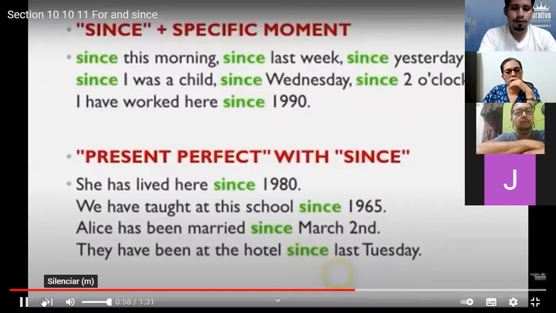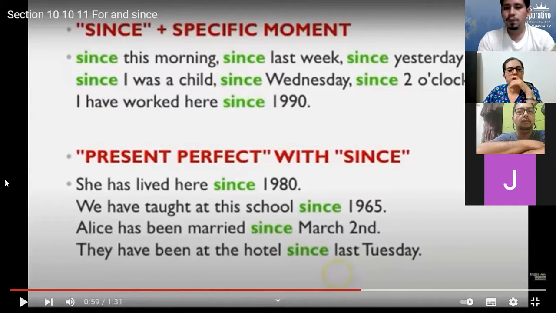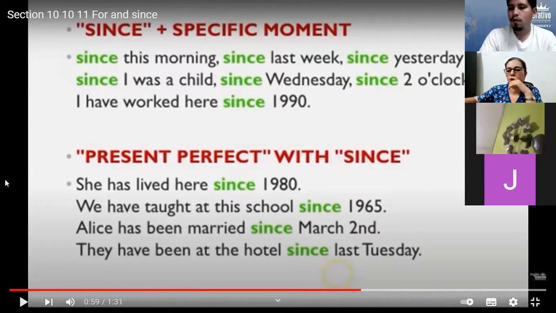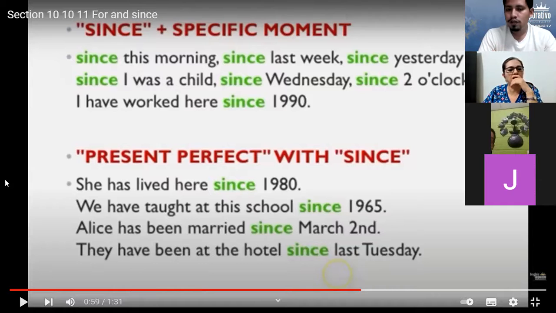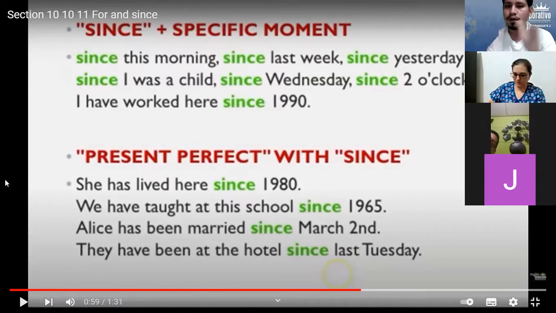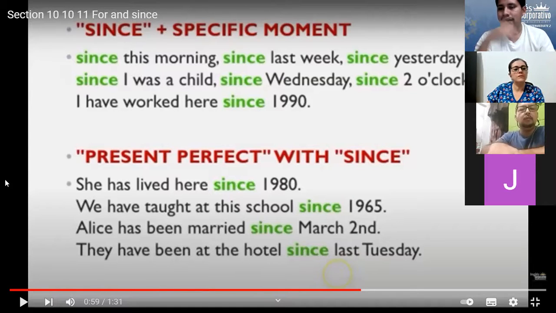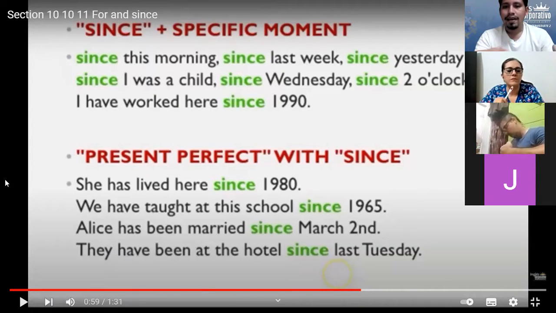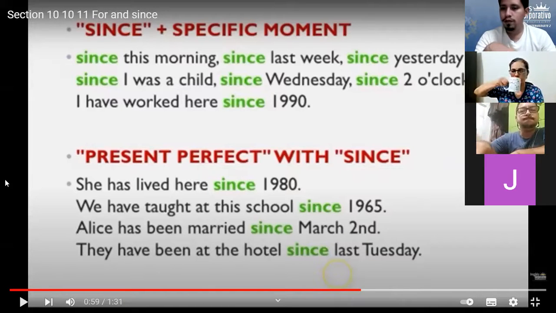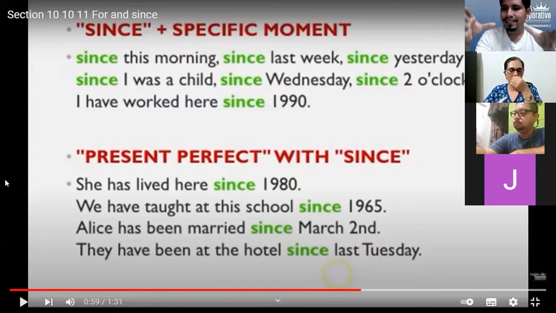In the third slide, we're going to find the uses of since, plus a specific moment, since this. Since is more specific, like when we say this morning, last week, yesterday, Wednesday. So since is going to be used for that purpose because we are referring to a moment. In this case, the period of time is going to be a little bit short. If I say this morning, that means this morning starts at 6 and ends at 12, but it's recent. And it is specific, because that's the key in this part: we are going to be referring to a period of time that's specific. If I say last week, it is a period of time, but it's specific, okay?